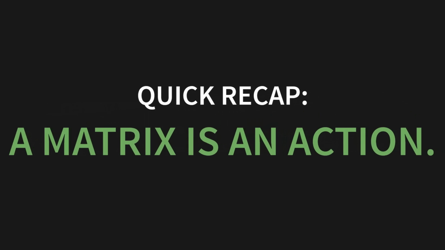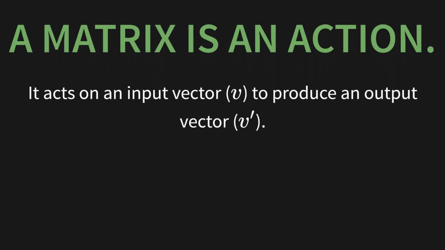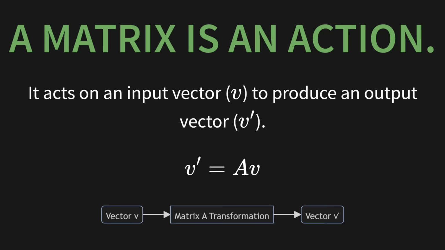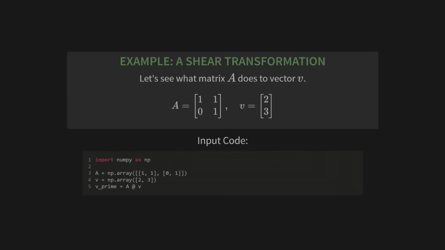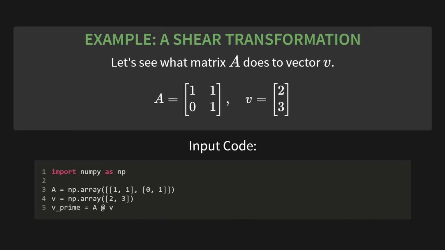A matrix is an action. It acts on an input vector, let's call it v, to produce an output vector, v prime. As you see in the formula, v' = Av. This action can be a rotation, a scaling, a shear, or a mix of all three. Let's look at a concrete example, a shear transformation. We're going to see what this matrix A does to a vector v.